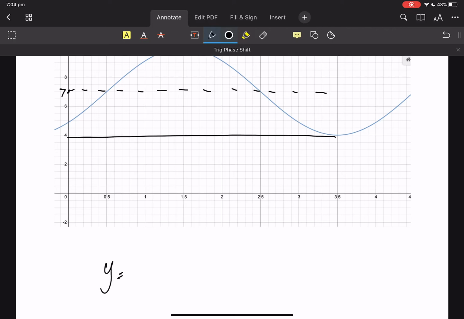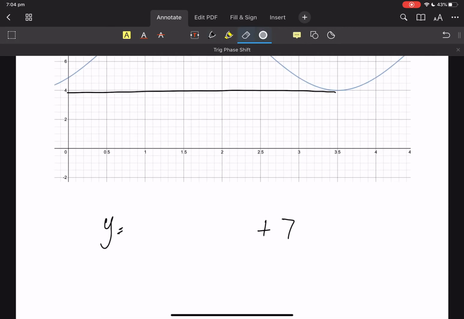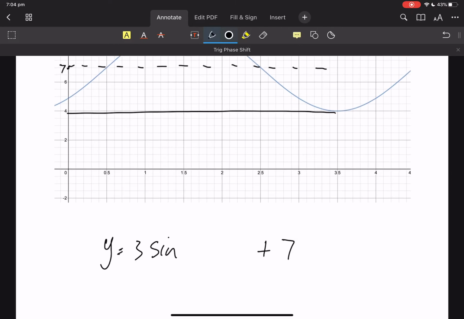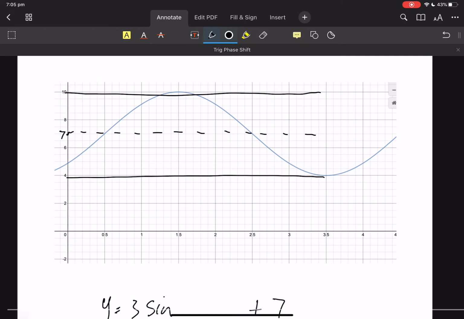Y equals, there's our D, plus 7. We're going from 7 up to 10 and down to 4. So our amplitude is 3. So it's 3 sine, okay.